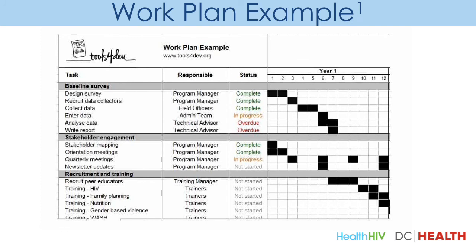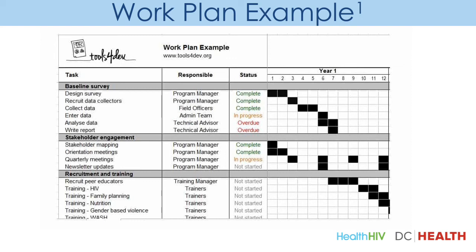So for this example, the table on this slide provides activities that will be completed for just one objective. So this example also lists activities or tasks that need to be completed for each objective. For this example, the tasks are grouped by topics like baseline survey, stakeholder engagement, or recruitment and training. Within the baseline survey, you can see that there are 6 tasks: design survey, recruit data collectors, collect data, enter data, analyze data, and write report.